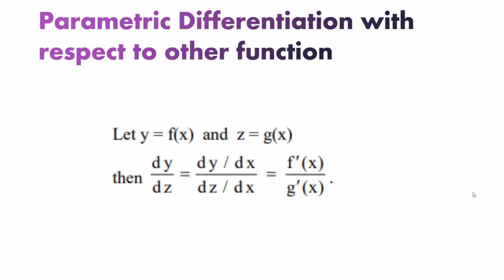Next, another situation under parametric differentiation is deriving a function with respect to another function. For example, you have two functions, y equals f of x and z equals g of x. What you are asked to find is dy over dz. So we take f prime of x over g prime of x. It is better to explain this with an example.